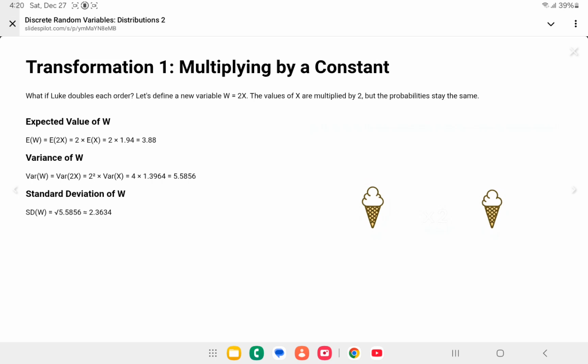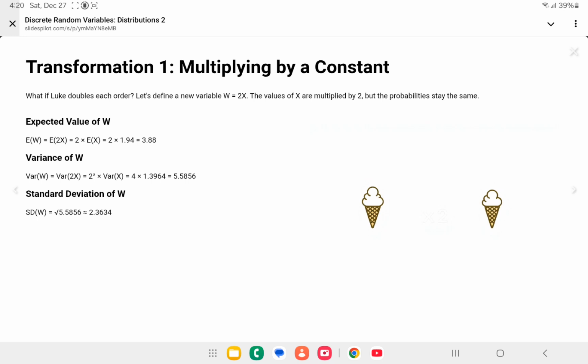In other words, he is going to double each order. What is the distribution for the number of ice creams now, assuming that the customer doesn't change his or her order? We define W as 2X. Here is the distribution. Note that all we have done is multiply each of the values of X by 2. The expected value of W is the expected value of 2X, which is 2 times the expected value of X, equals 2 times 1.94 equals 3.88.